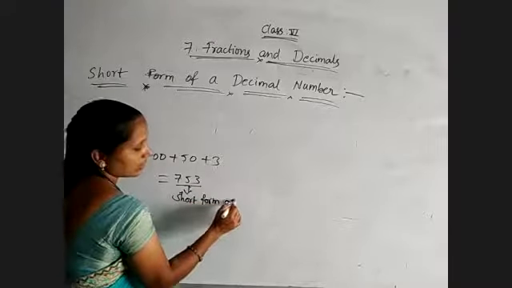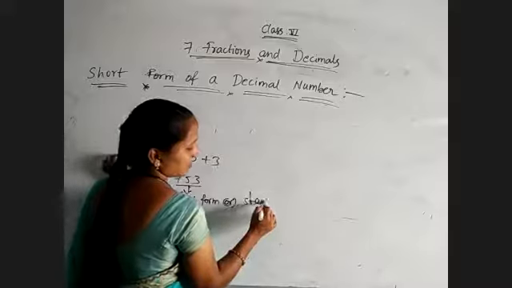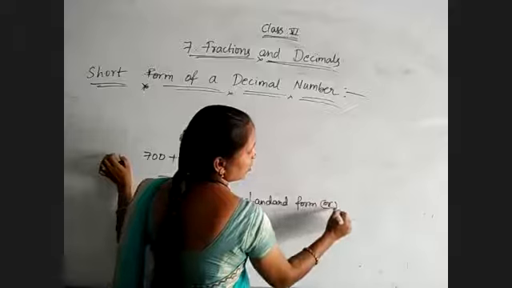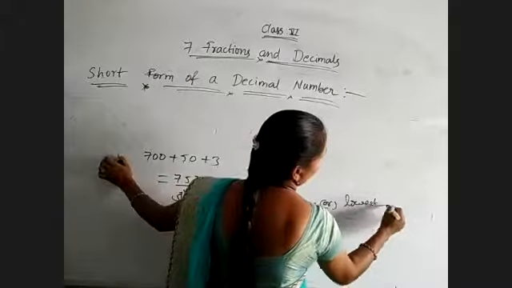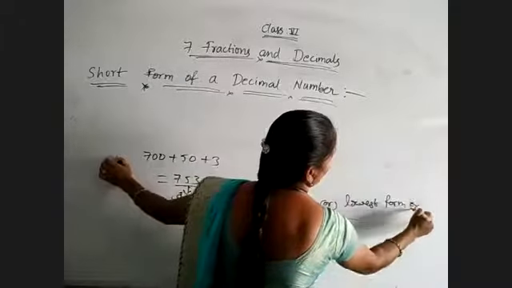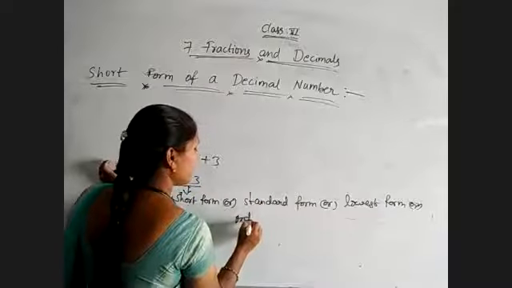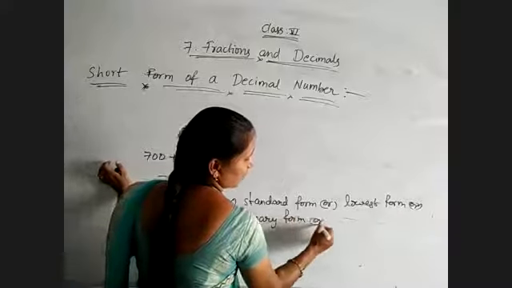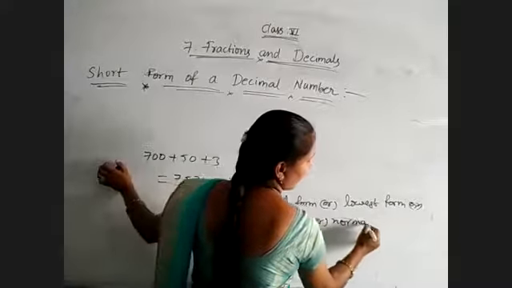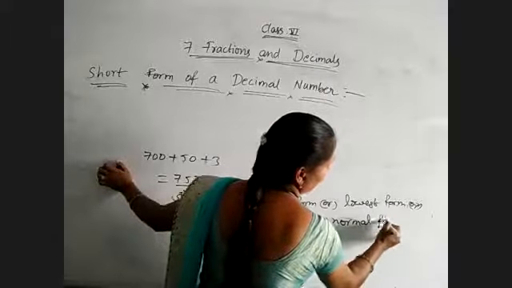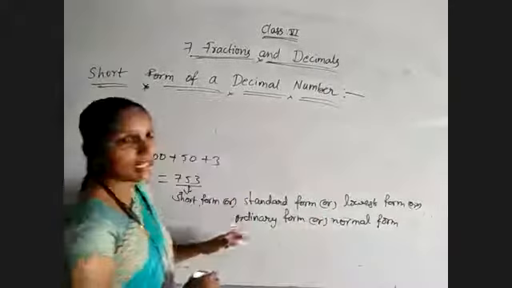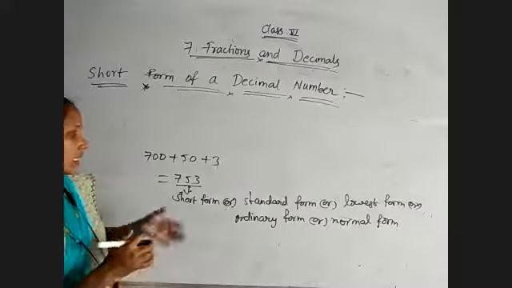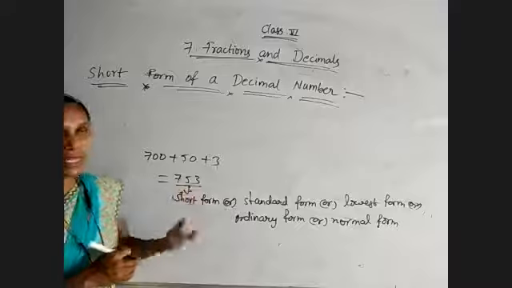or standard form or lowest form or ordinary form or normal form, whatever. So there are these many names. Whatever they ask, write in the normal form, write in the ordinary form, write in the short form, write in the lowest form, write in the standard form. If they give it like that, we just need to do it like this only. So many names are there.